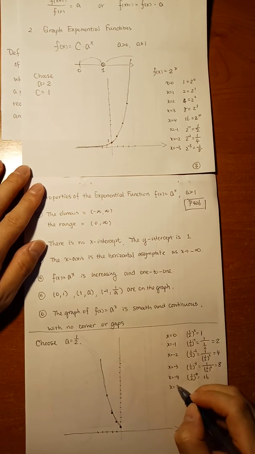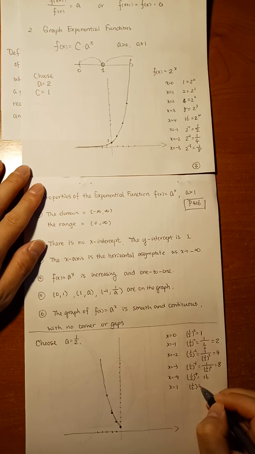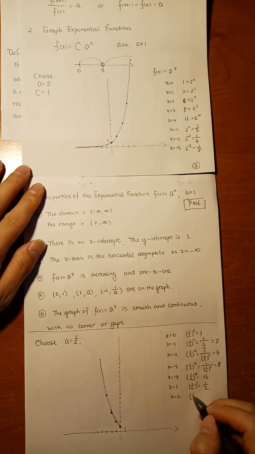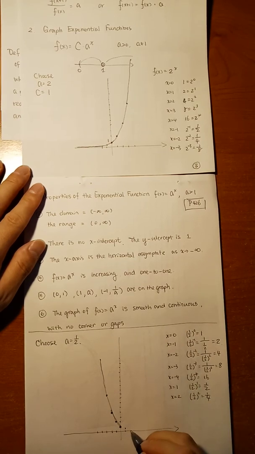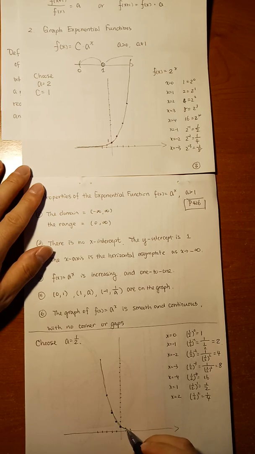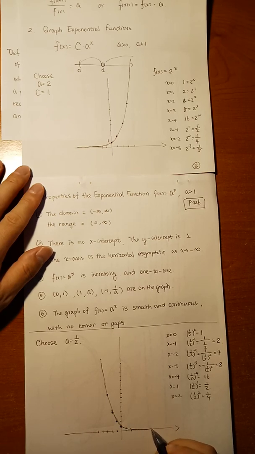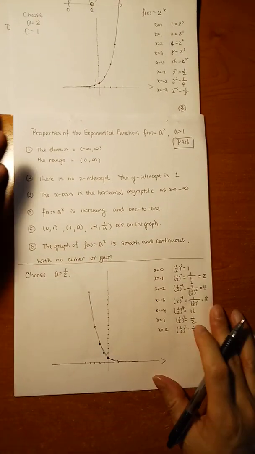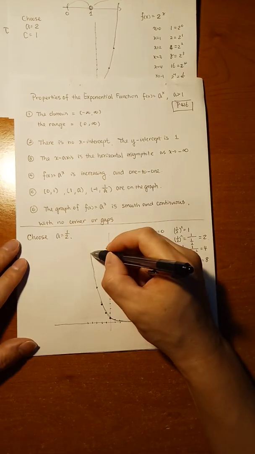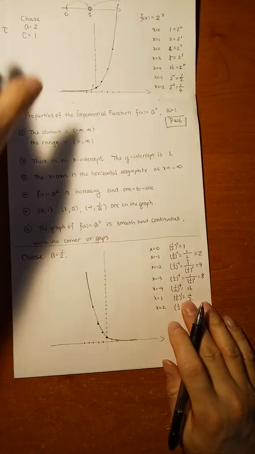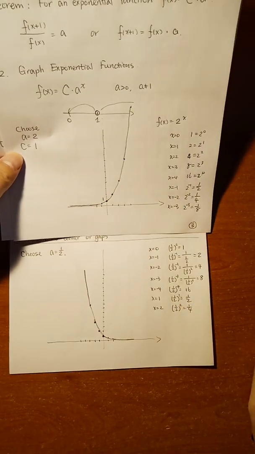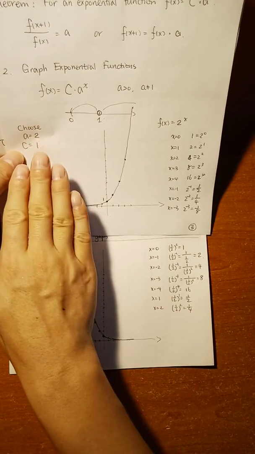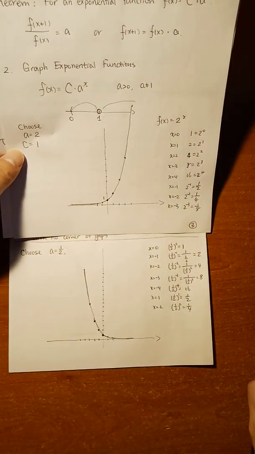For the positive part, when x is 1, 1/2 to 1 is 1/2. X is equal to 2, 1/2 squared is 1 over 4. And then 1 over 8, it will be very close to the x-axis. Don't cross or touch it. Okay? If I could sketch it better, it would not cross or touch the x-axis. Okay? So if you check, actually those two graphs are symmetric. When you have 2 to x, you flip it to the left, you will get the graph of 1/2 to x.